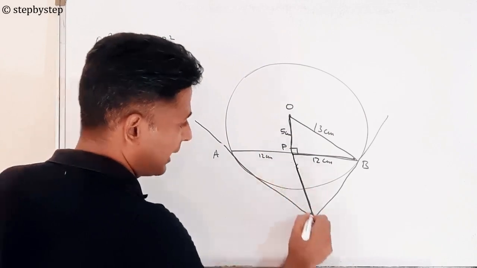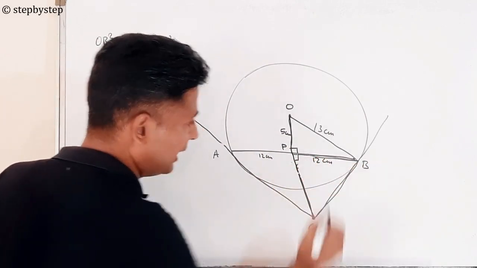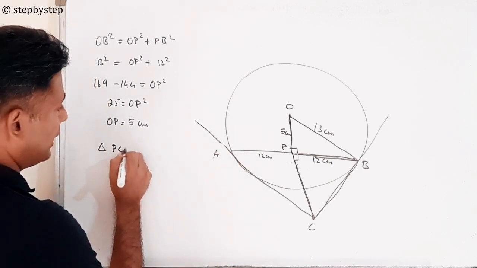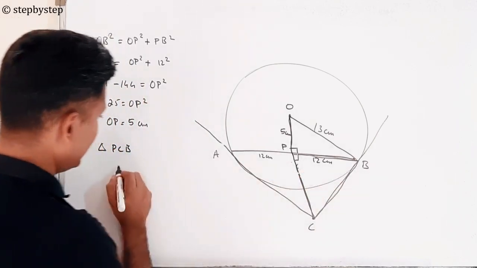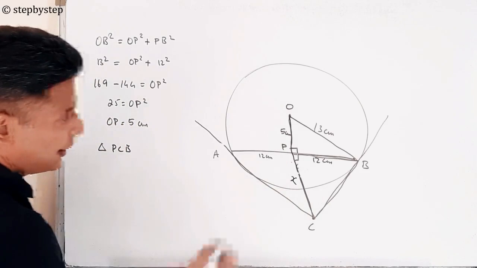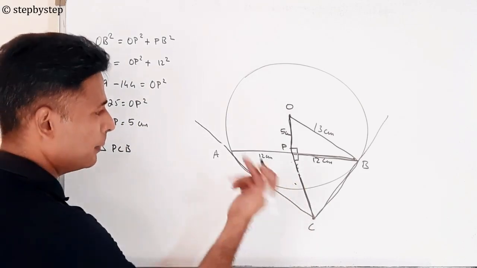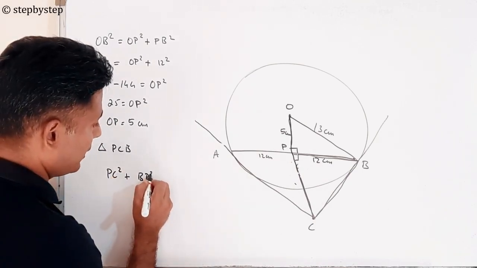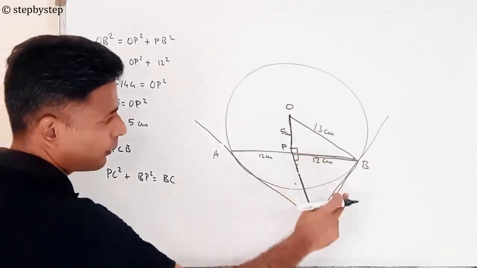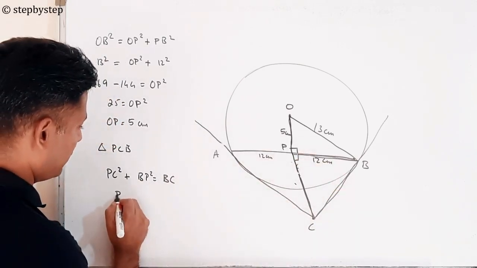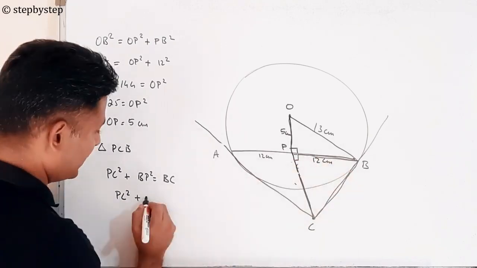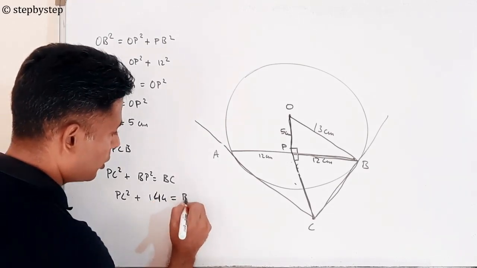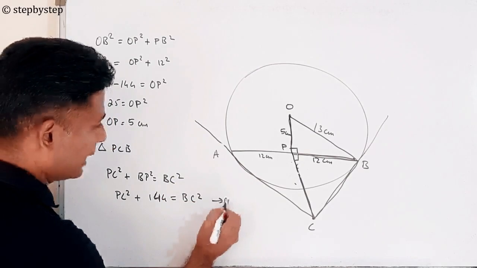Now if you check this triangle, this also will be 90 degrees, right? So from triangle PCB, let PC be x, or let it be PC itself. So we'll get PC square plus BP square equals BC square. This square plus this square equals this square. Now PC square plus BP square, which is 12 square, that is 144, equals BC square. So I got this one equation.